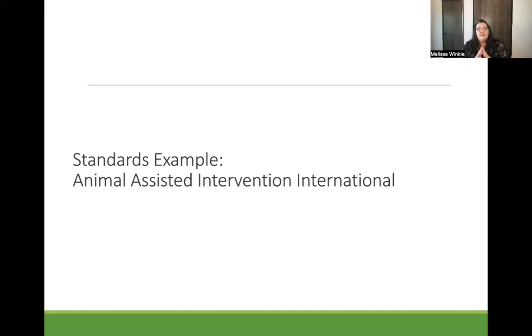Your job is to find the organization that has a set of standards and competencies that help guide you in your development or in your refinement of your animal assisted services or interventions practice. So again, I'm going to cover Animal Assisted Intervention International, but in your weekly reading, you're going to be able to sort of skim through different ones and see which organization offers whatever it is that fits your needs.